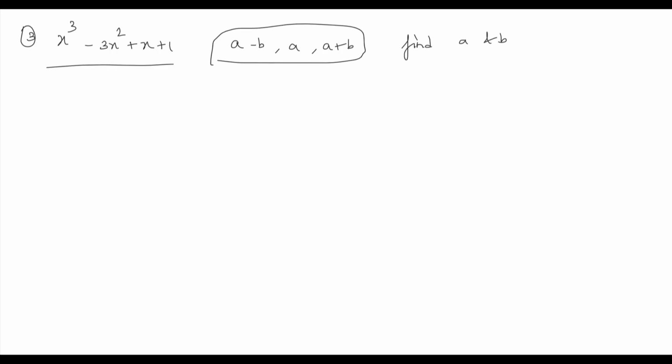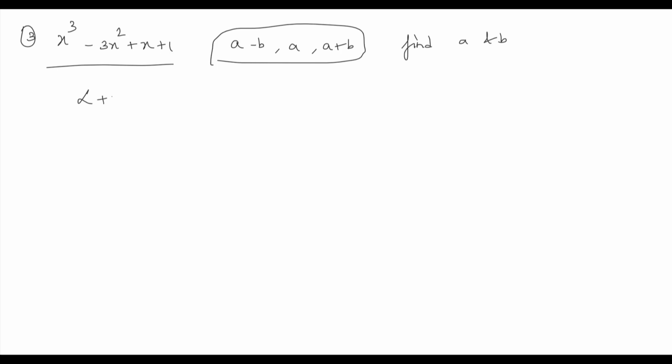Third question is, if the zeros of the polynomial, here the polynomial is given as x cube minus 3x square plus x plus 1, and the zeros are given as a minus b, a, a plus b. So we have to find what? Find a and b. So these are the three zeros, and this is the given polynomial. What you have to find is the values of a and b.